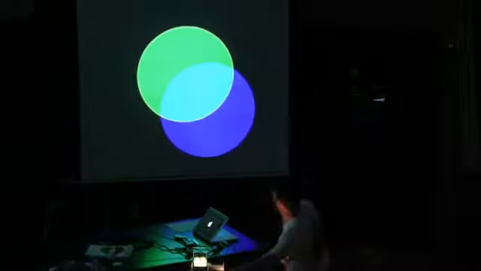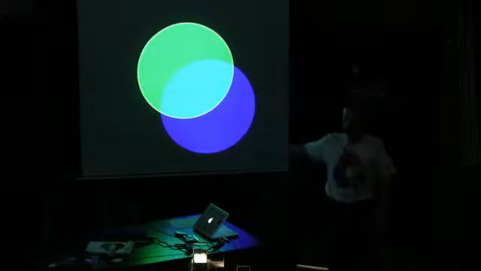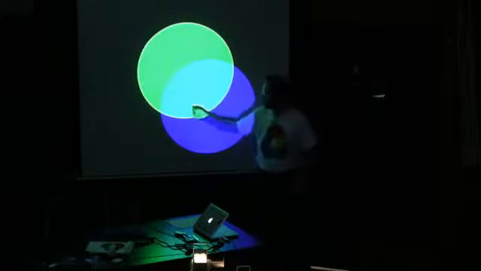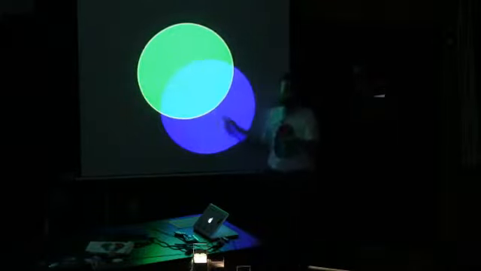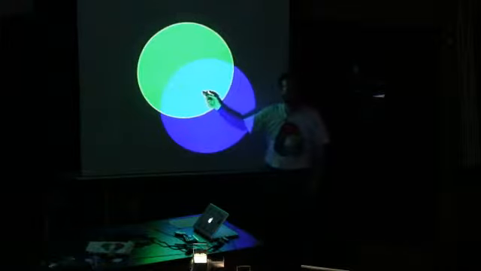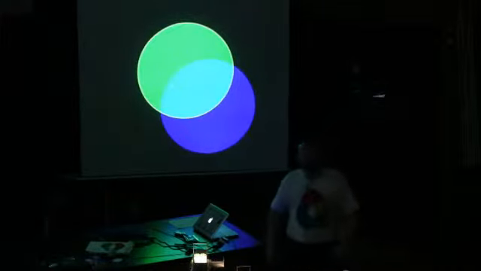Blue and green. We call this cyan. So this light coming to your eyes is activating the green and the blue cones on your retina. How about red and green?